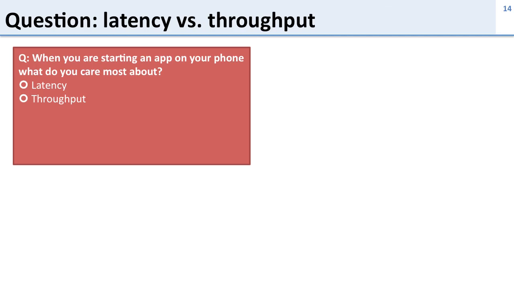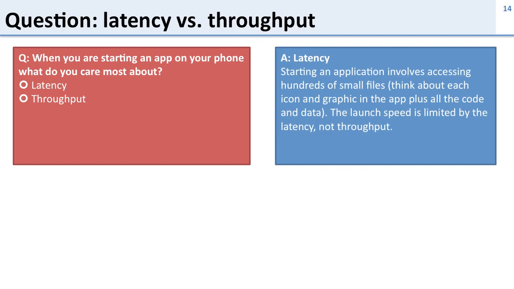So when you're starting an application on your phone, what do you care most about? Latency or throughput? Well, you care about latency. The reason for this is when you start an application, you're accessing many, many small files. If you think about an average application, it has lots of icons and graphics and code and data, and the speed of launching that application is a function of the latency of accessing all the small files, not so much the throughput.